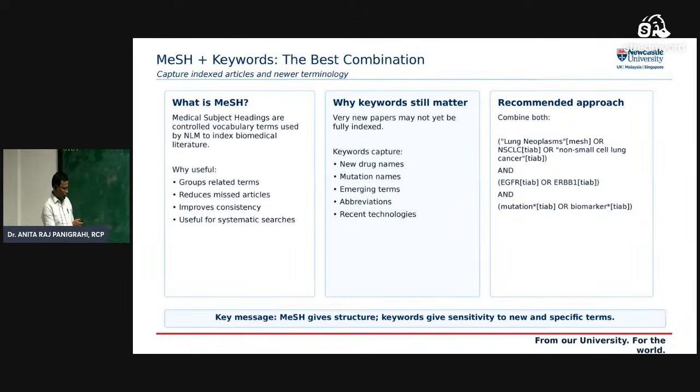So very new papers may not yet be fully indexed, and this is the problem. You may say MeSH is very useful because it covers everything, but if a paper was published just a month back, the people curating MeSH need some time to add it. So if you rely only on MeSH, you may miss very recent papers. That is the key thing. The recommended approach is that you have to combine both.